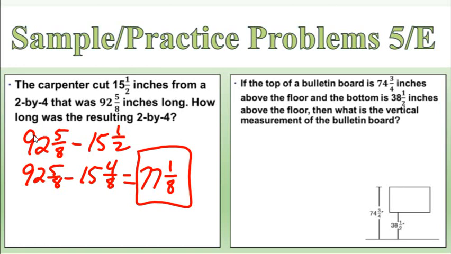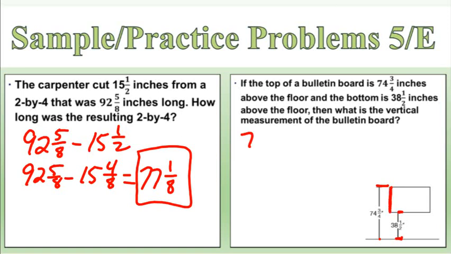And then the last question, if the top of a bulletin board is 74 3/4 inches above the floor and the bottom is 38.5 inches above the floor, then what is the vertical measurement of the bulletin board? So we have from the top of the bulletin board to the floor, and we have the bottom of the bulletin board to the floor. We need to find this piece.